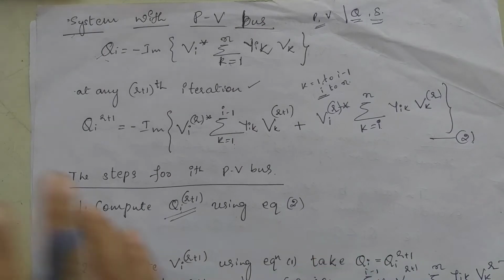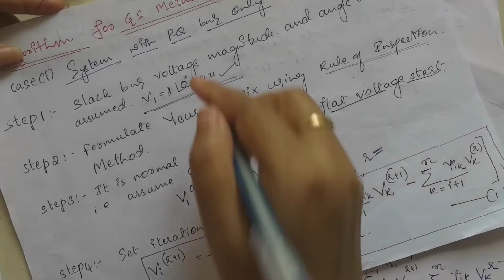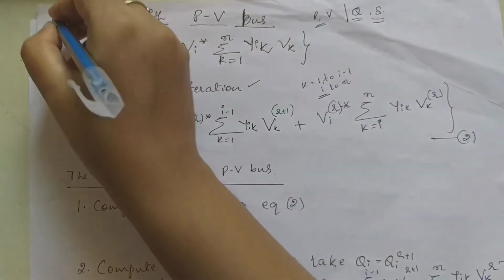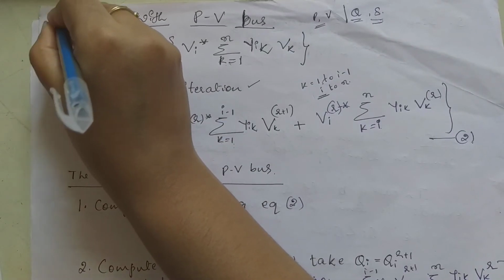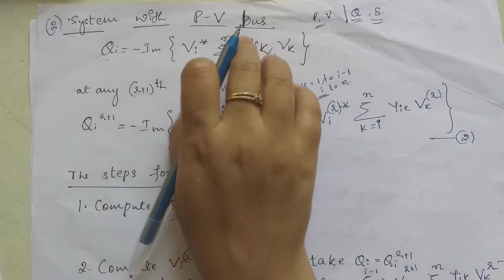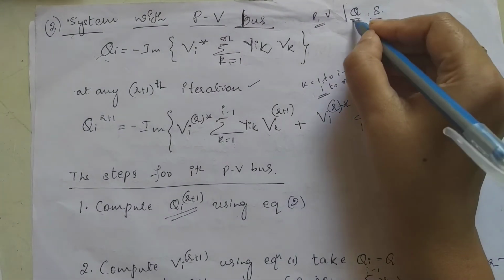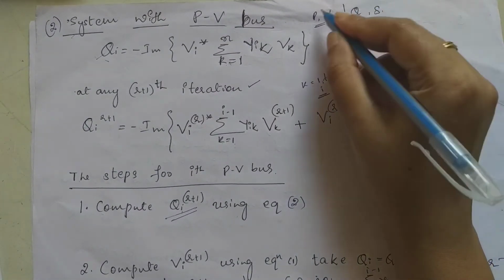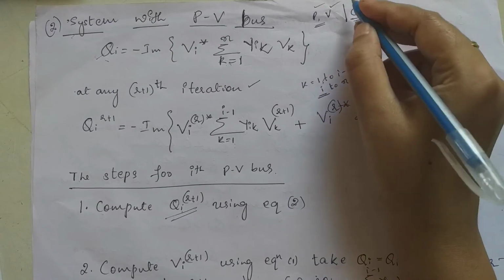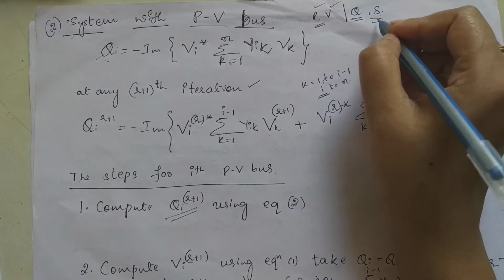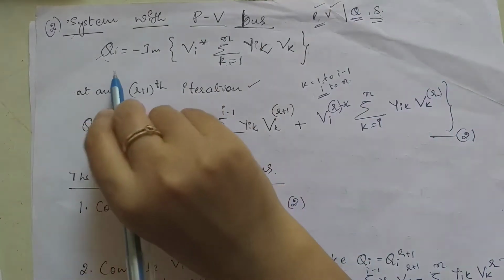Next, this is the case of a system with PQ buses only. In the second case, we consider the system with PV bus. In a PV bus, Q and delta are unknown, so we have to find Q and delta using P and V, the known quantities. Which formula we are going to use, we will see.